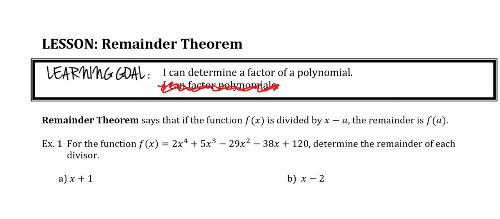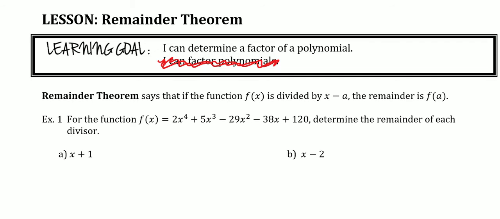If a function f at x is divided by, in this case, a linear polynomial, x minus a, so that's something we've been doing a lot of, right? Don't be confused by that, like x plus 2 or x minus 5 or something like that. If we divide one polynomial by another, the remainder is the function evaluated at a. Do you understand what that means? If not, let's see an example of what that means.